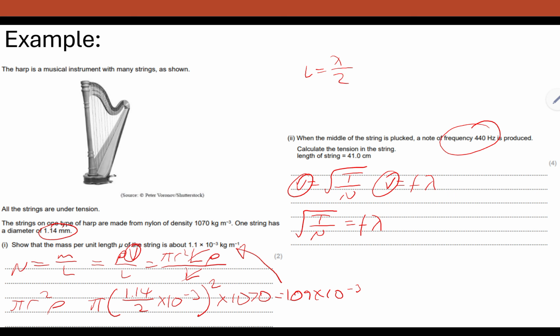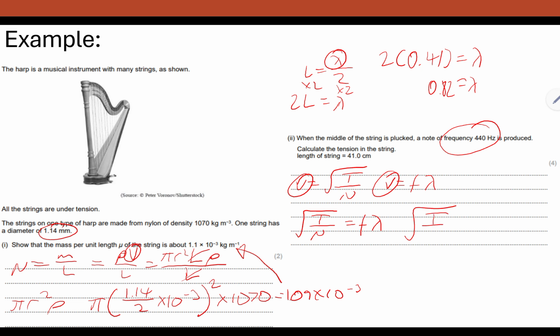Because the length is 41, and we want to rearrange to get wavelength, it will be 2L equals lambda, as we multiply both sides by 2. So what we get is 2 multiplied by 41, but we want to change that to meters, so we divide it by 100, so it is 0.41. And that is equal to lambda. So lambda equals 0.82.